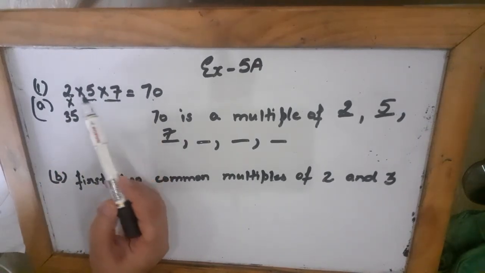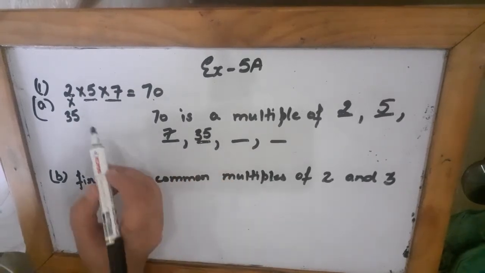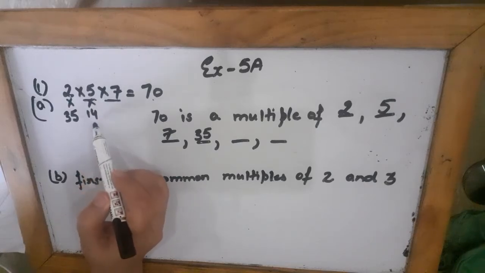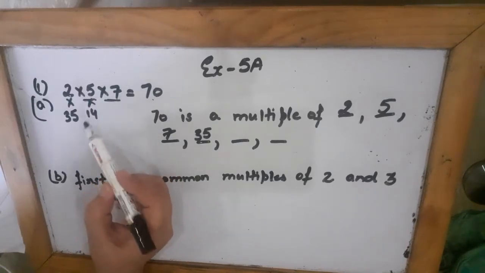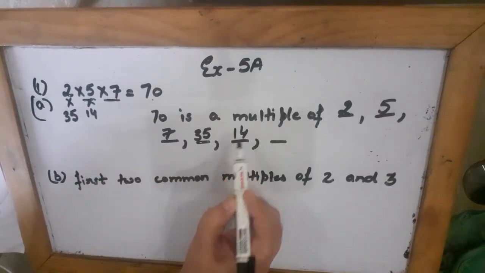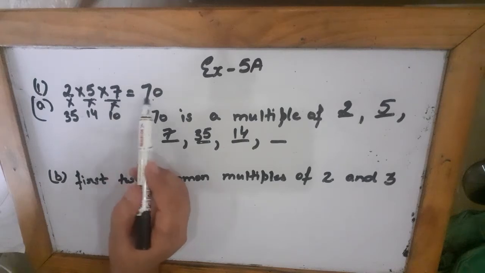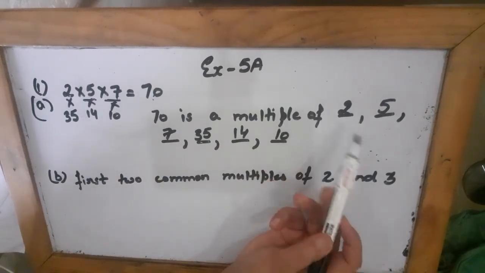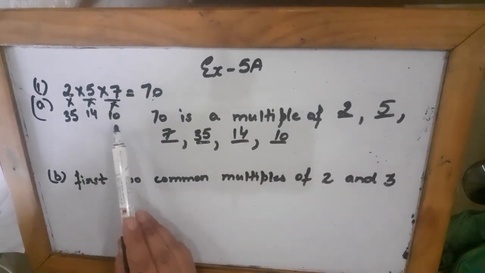It means 70 is a multiple of 2 and 35 also. And if I multiply 5 with 14, 5 14s are 70, so 70 is a multiple of 5 and 70 is a multiple of 14. Now 7 10s are 70, so 70 is a multiple of 7 also, and 70 is a multiple of 10 also. So what will come in the blanks? 2, 5, 7 and 35, 14 and 10.